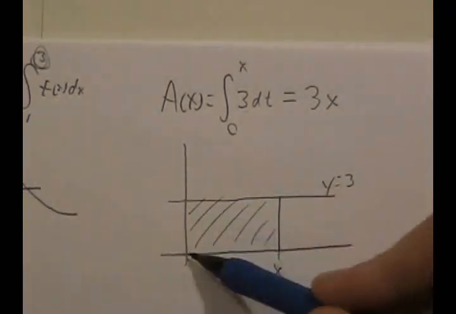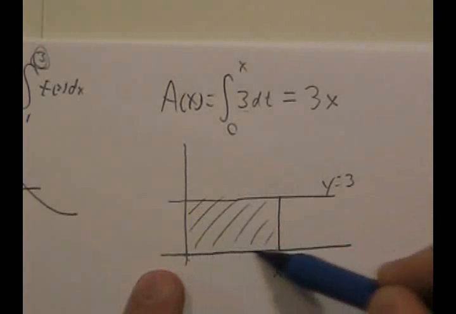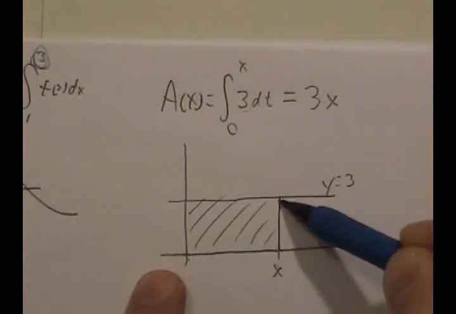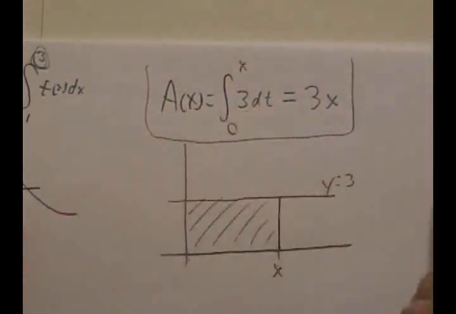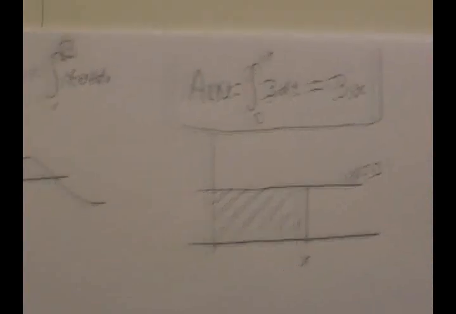The accumulated area from 0 to x has a width of x and a height of 3, so that's just going to be 3x. This happens to be one that we can actually figure out because the geometry is so simple.